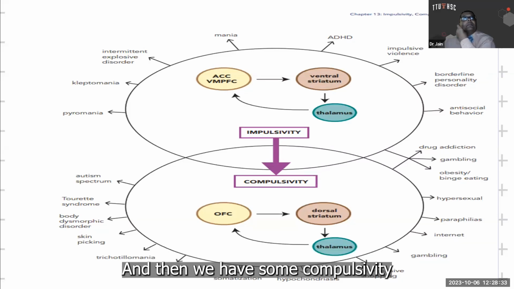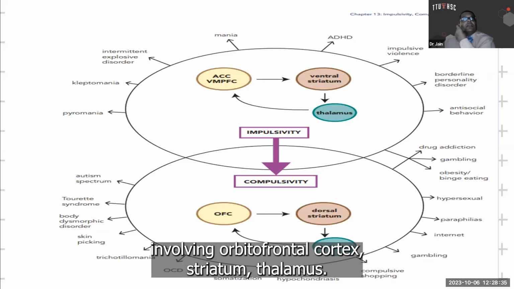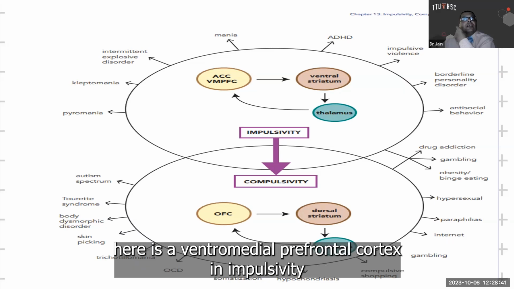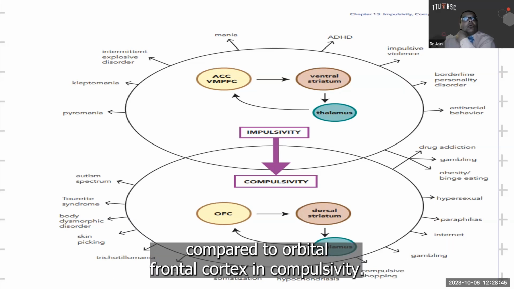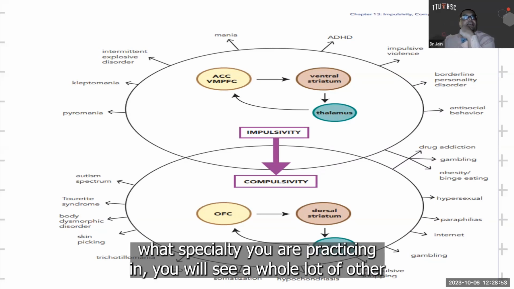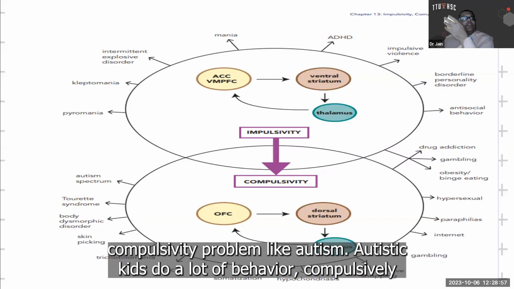And then we have some compulsivity involving the orbitofrontal cortex, dorsal striatum, and thalamus. You can see that the circuitry is pretty much the same, except the difference here is the ventromedial prefrontal cortex in impulsivity compared to the orbitofrontal cortex in compulsivity. And it doesn't matter what specialty you are practicing in, you will see a whole lot of other compulsivity problems, like autism.